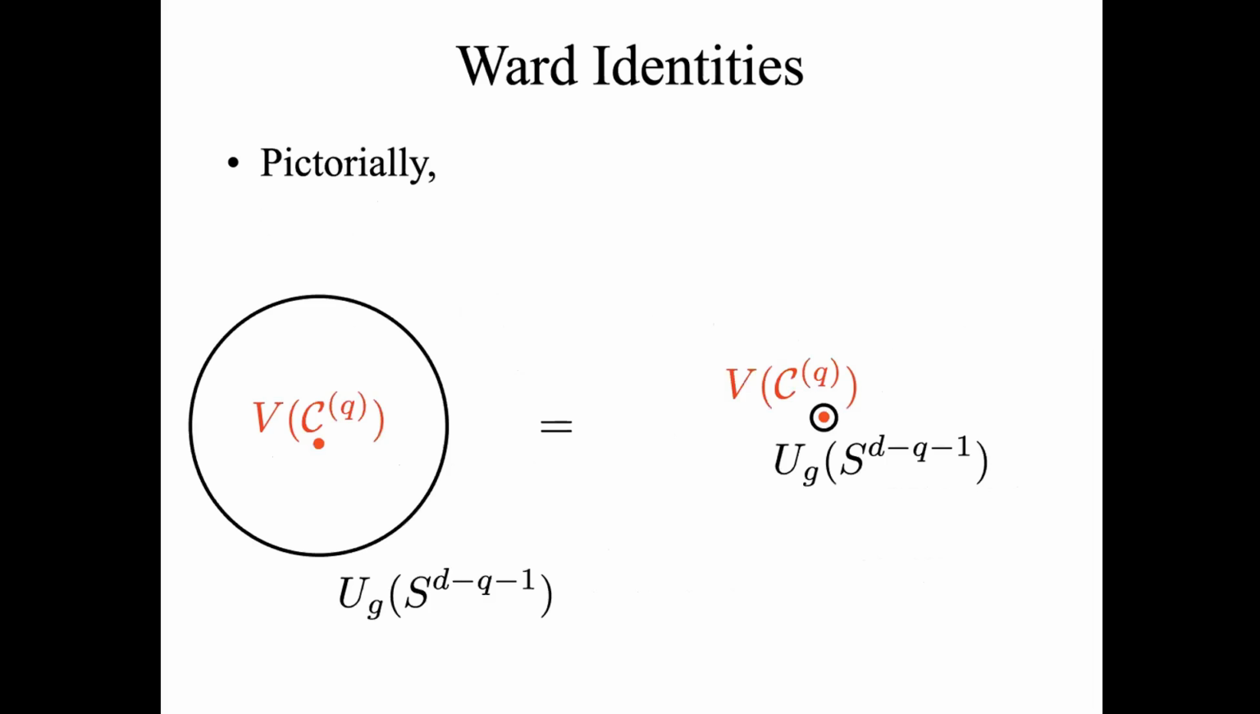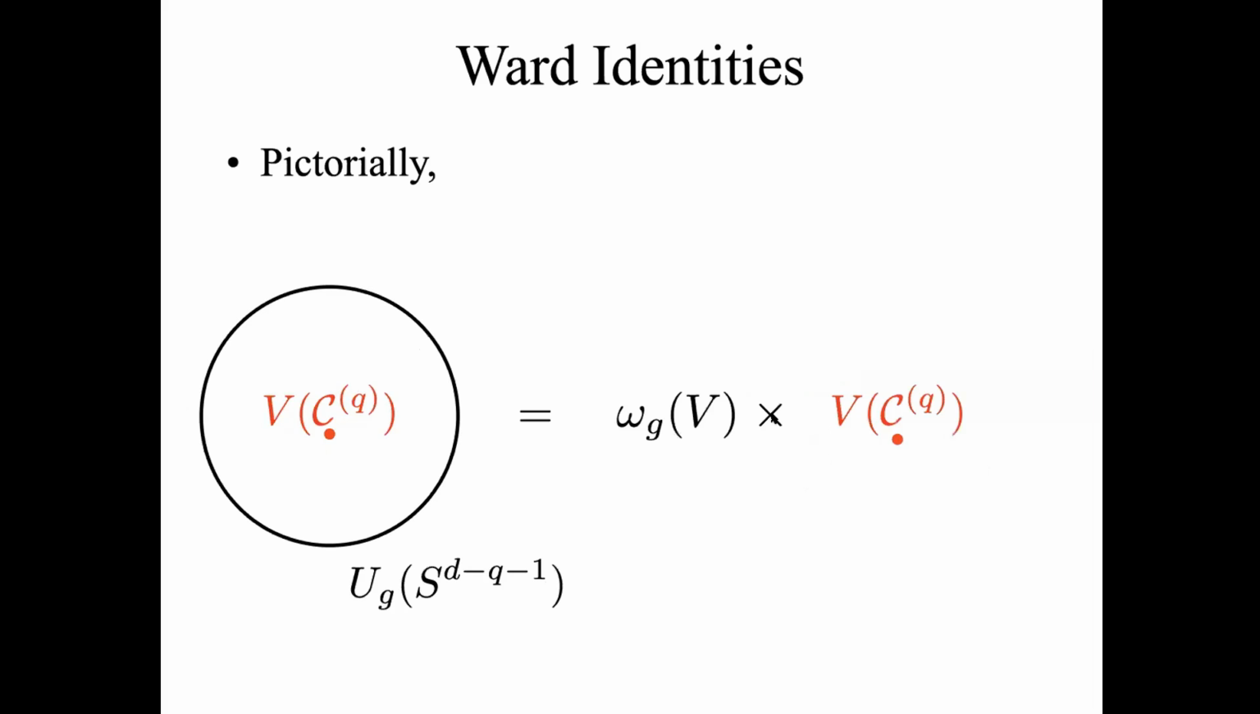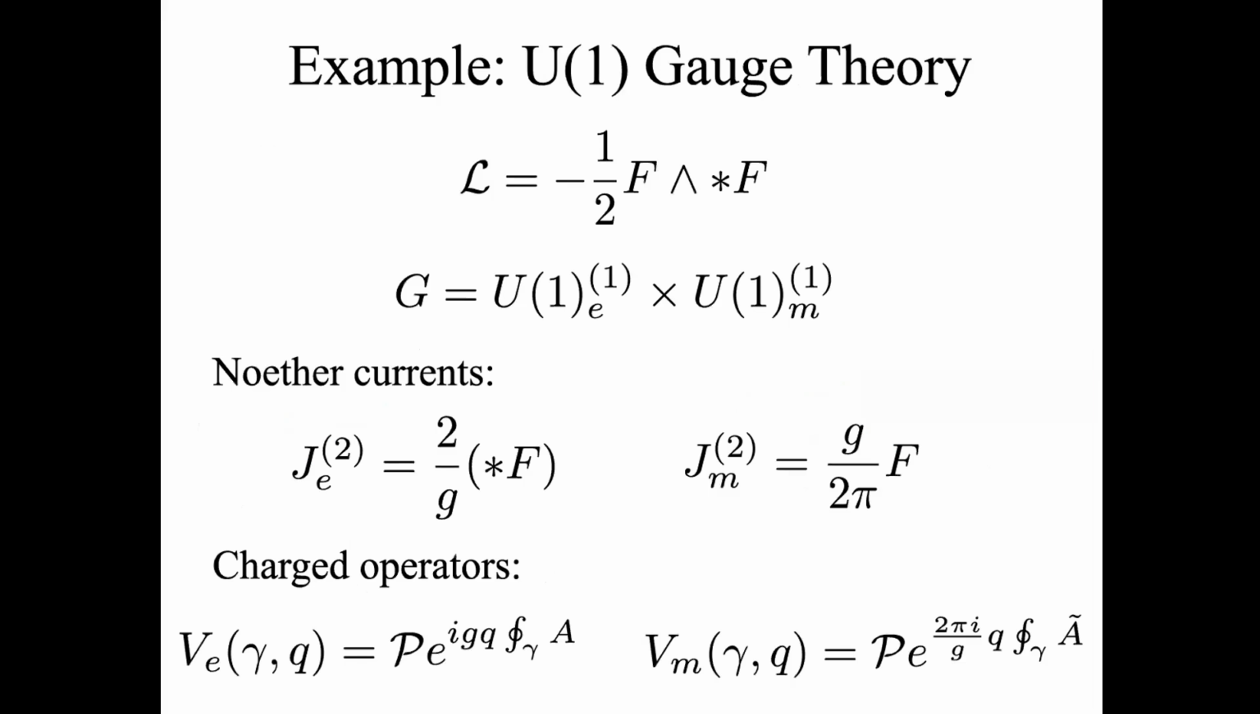Pictorially, what's happening here, the Ward identity says that if I take some charged operator, I surround it by one of these symmetry generators. Because this symmetry generator is topological, I can shrink it. And so I can shrink it and make it smaller and smaller and smaller without affecting the correlation function. And if I shrink it all the way to a point, the Ward identity says that I'm going to get back this charged operator I started with times this phase.